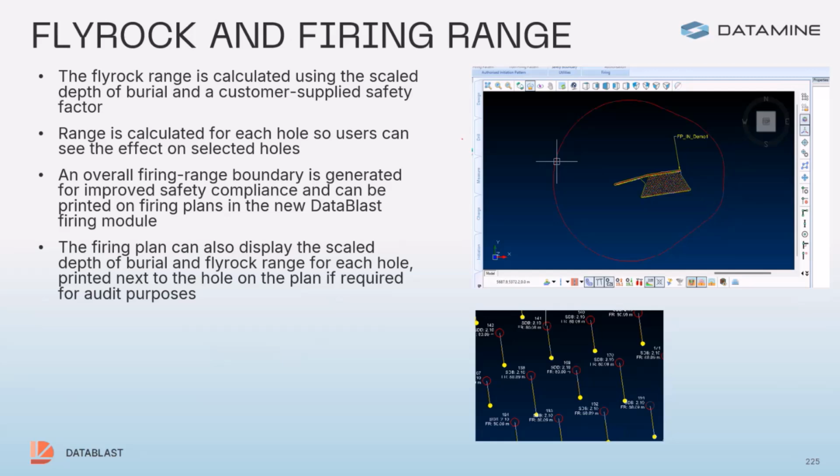But this actually gives you a good indication of what your firing range is based on the scaled depth of burial. You can generate an overall firing range boundary based on all of the holes. You can actually see the individuals if you like as well. I'll show you that on the next page. You can also display the scaled depth of burial and fly rock range for each hole, printed next to the hole, if the plan is required for audit purposes. So we'll go to the next one.